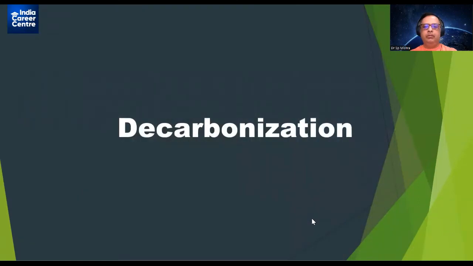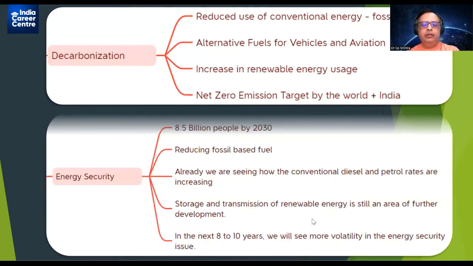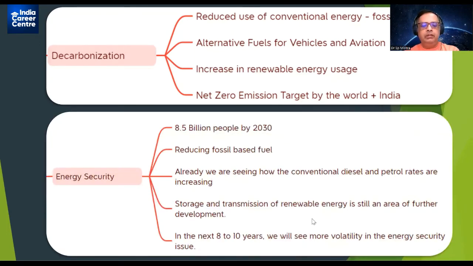Next module is about decarbonation, and let's look at why decarbonation is so important. Under this, we'll see how the conventional fuel system, which is basically fossil-based fuel, is getting reduced. What are the alternative fuels for vehicles and aviation? Increase in renewable energy usage, net zero emission targets by the world and India. And also something related is energy security.